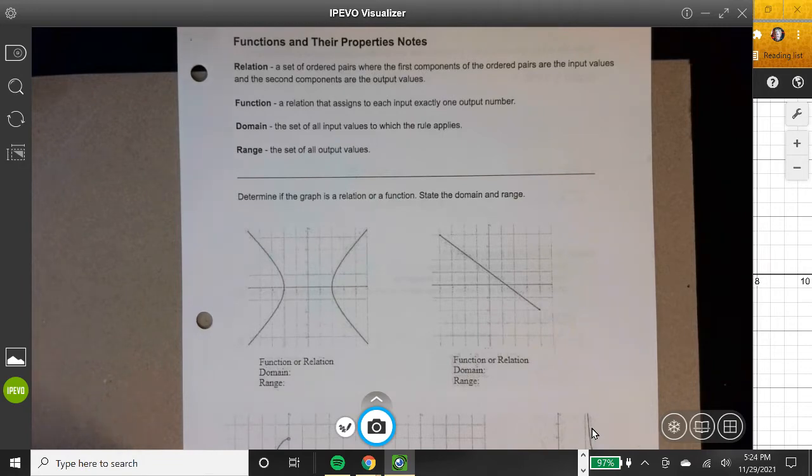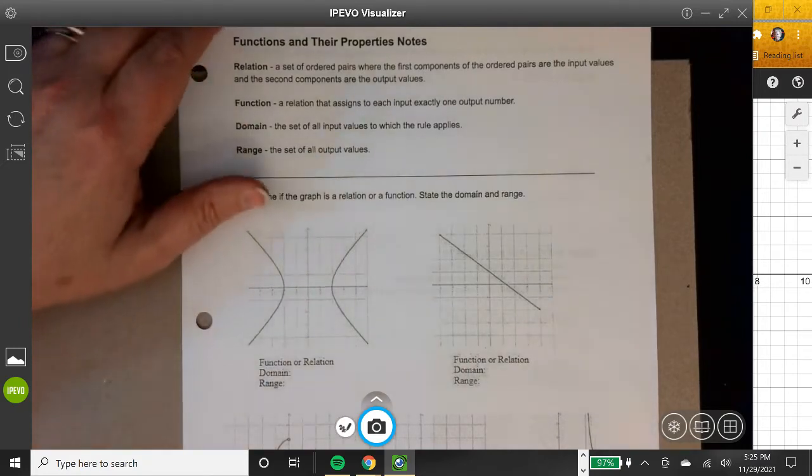The first thing we're going to talk about is what is a function. Well, a function is a relation that has for every x exactly one y, or exactly one input for every output number. But you might say, okay, well, what's a relation? Well, a relation is a set of ordered pairs that has a specific set of input values and then another set that are output values.